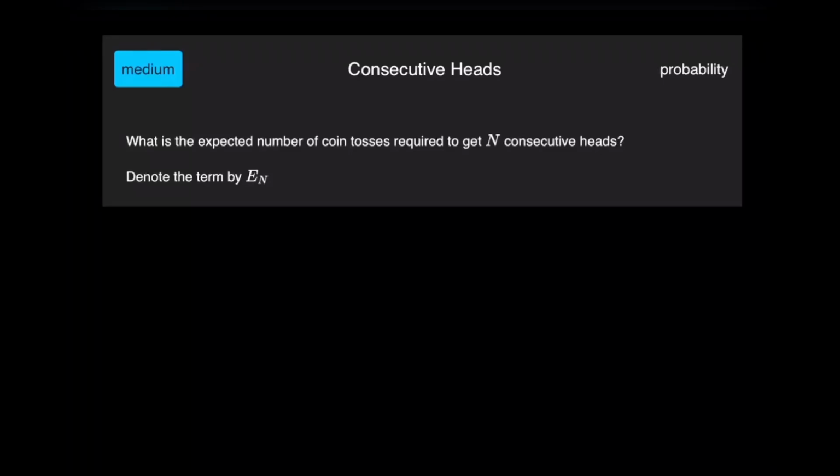Today we're doing another Brainstellar Quant puzzle. This one is called consecutive heads. It's a pretty classic probability problem in my opinion. It's of medium type, so you guys can pause and go over the problem once.